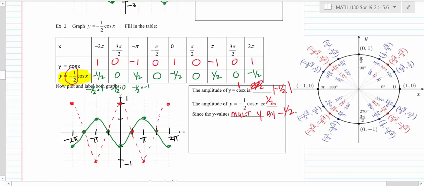The other thing is the amplitude is just half of this distance. The distance from negative 1/2 to 1/2 is 1. Half of 1 is 1/2. So you're really looking at from there to there. That's your amplitude. Everybody okay with it so far? This is the easy part of trig graphing, the basic ones in amplitude. Amplitudes are pretty easy. Period and phase shift is where it gets a little bit more complicated.